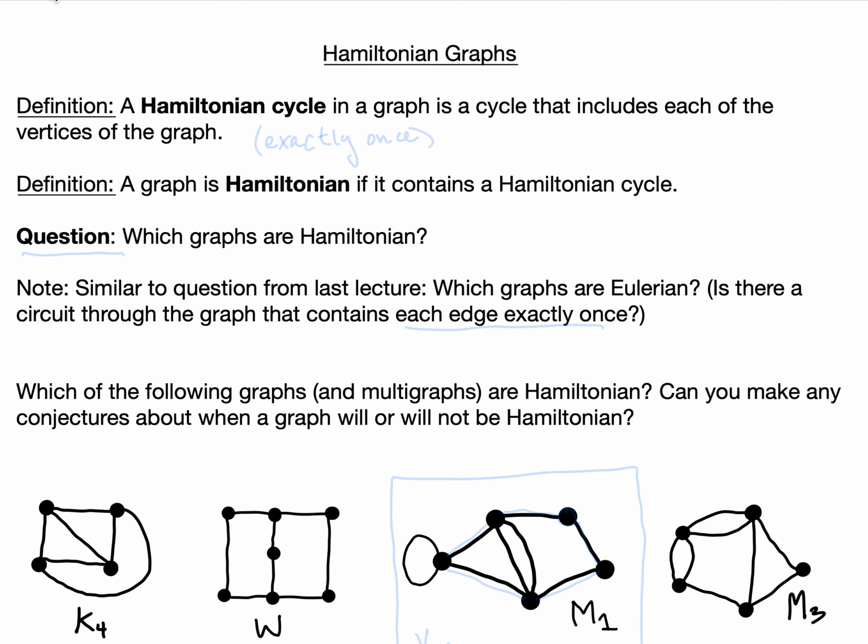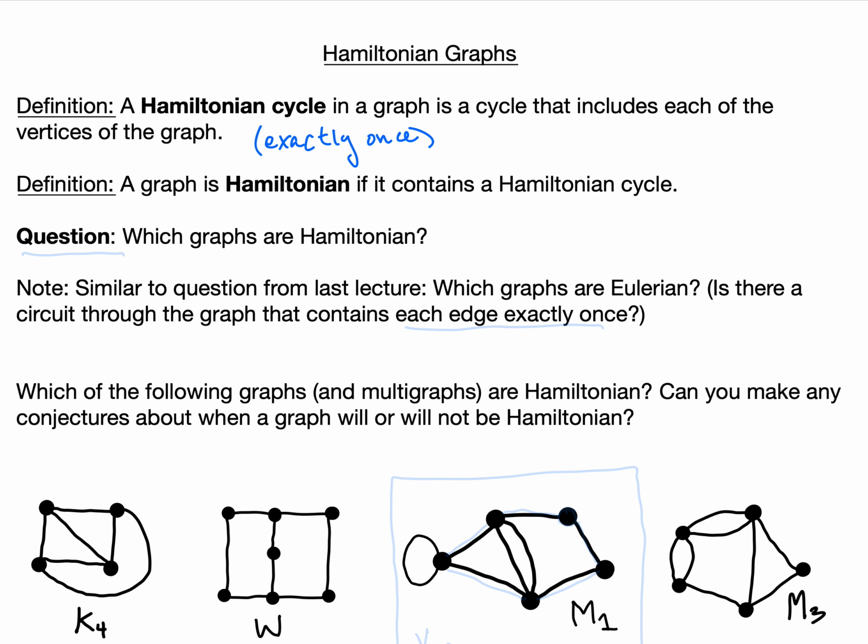This video is on Hamiltonian graphs. A Hamiltonian cycle in a graph is a cycle that includes each of the vertices of the graph. Recall that a cycle cannot repeat vertices, so this means that in a Hamiltonian cycle, each of the vertices is contained exactly once.